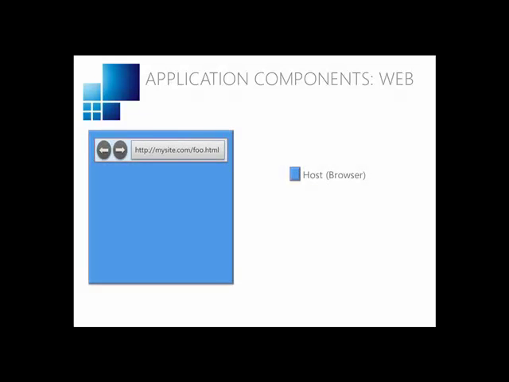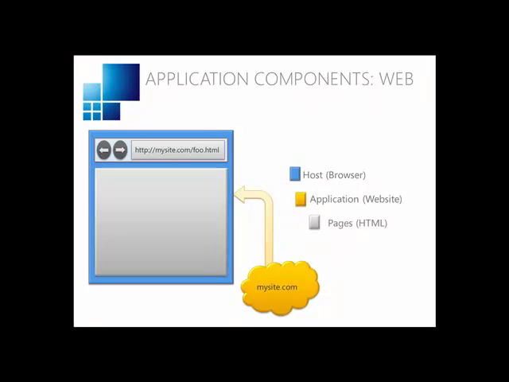So if you think of a traditional web application, you have the host of the application, which is the browser that will host your web application. Next comes your actual application that you deploy to the server, which is then accessed through the web browser. Inside of your web application, your mysite.com, you have HTML pages, and when you have an HTML page, you populate it with content, whether it's controls or text boxes or labels, or in the case of Silverlight, animations and storyboards and all that type of stuff.